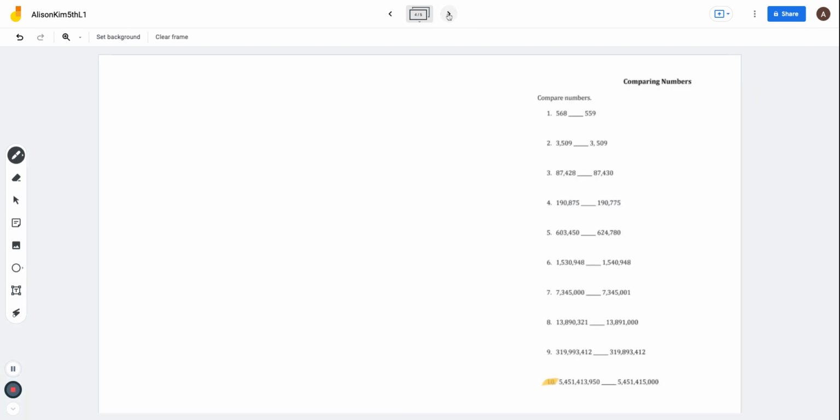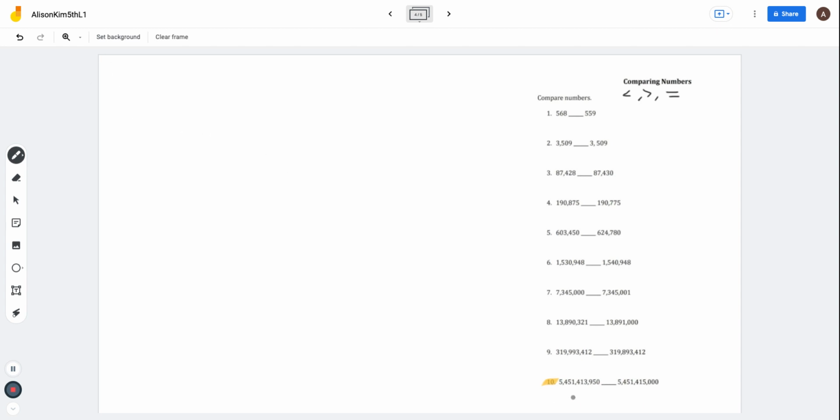Next, we're going to do comparing numbers. Comparing numbers is basically knowing whether it's less than, greater than, or equal to. So we're going to do number 10 together.